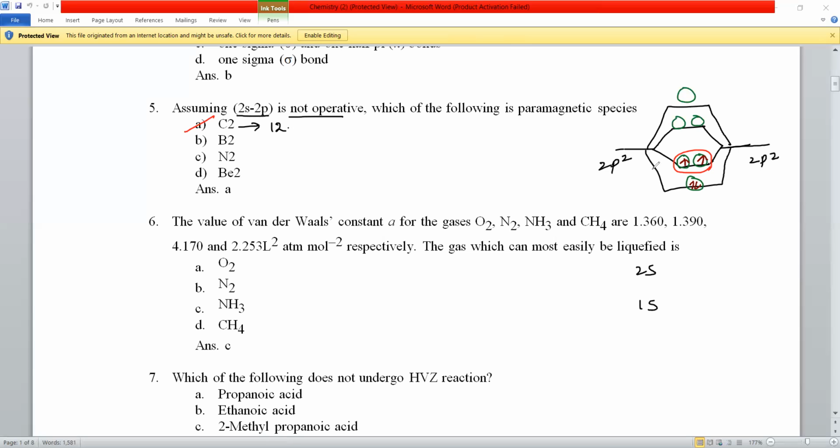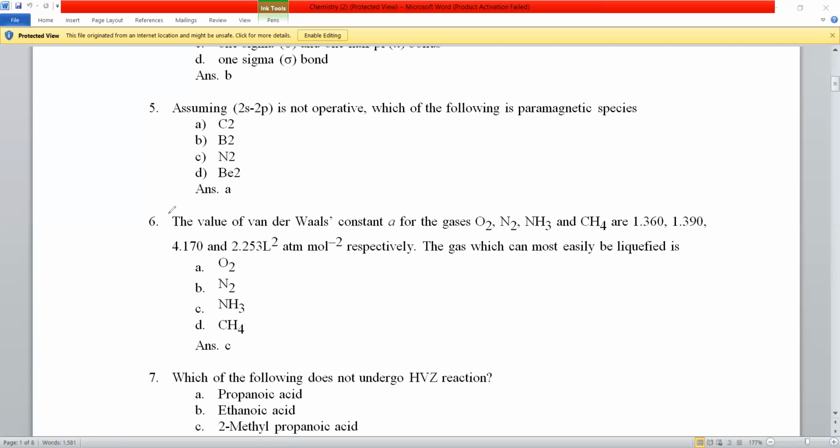Usually this is not possible, but they're telling it as not operative, just assuming that. If you assume that, intermixing of orbitals is not there. So that's why you have to go for the symmetrical electronic configuration. So the answer should be A, the correct one. Go for question number 6.